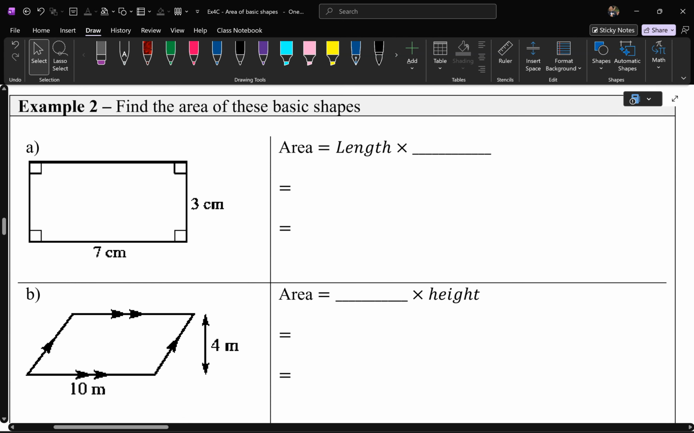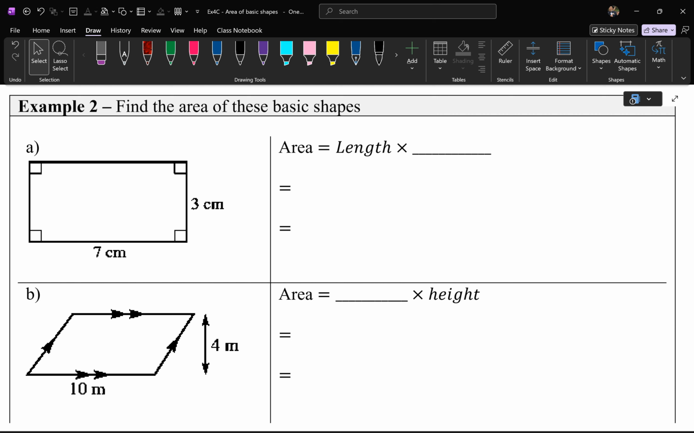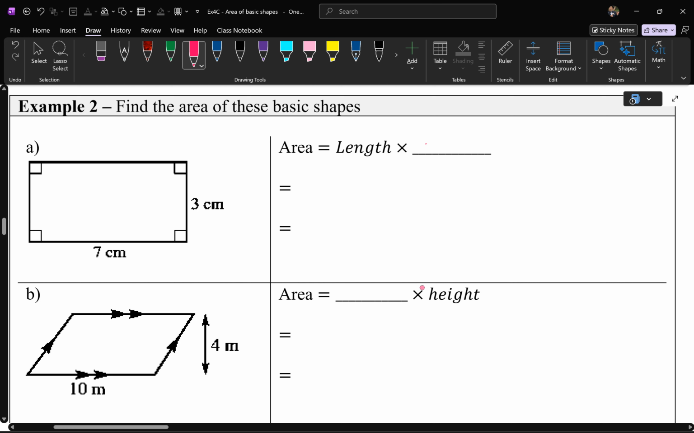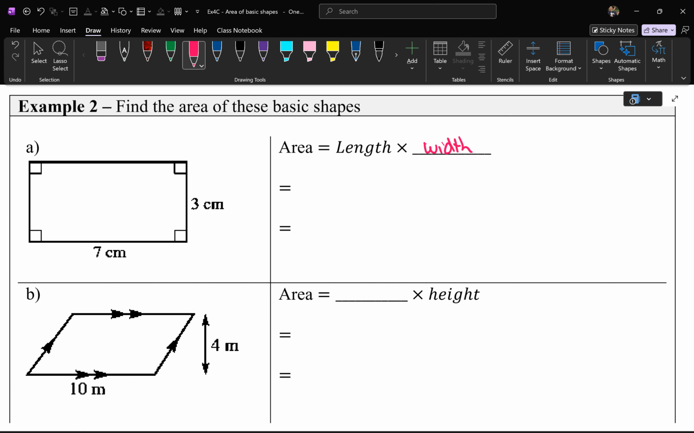What type of shape do I have for A? Can I please have, let's go Ryan. What shape? Rectangle. Area of a rectangle is what? Let's go Jacob. Length times width. Very good. In this case, what is my length? Let's go with Ollie. 7. Very good. 7 centimeters times width is the shorter side, so 3 centimeters.